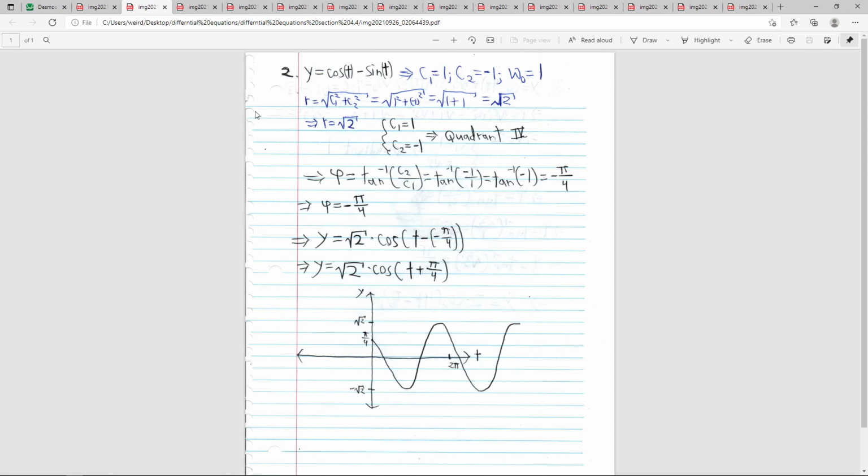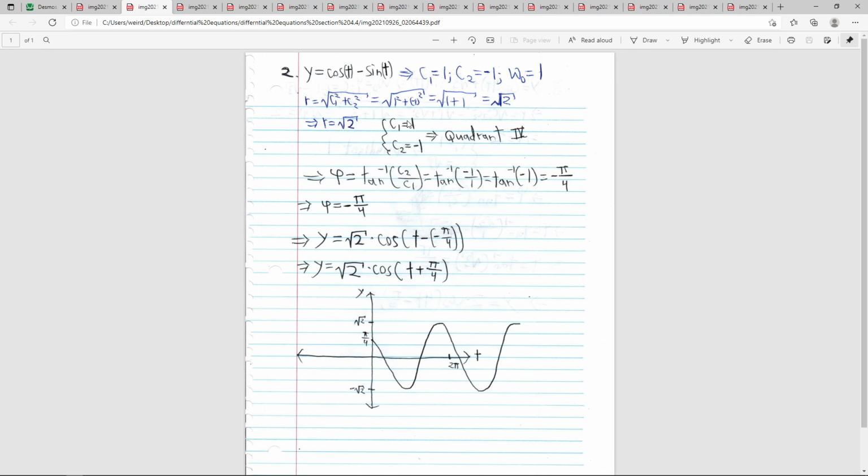So y equals cosine of t minus sine t. This time we have c1 equals 1 and c2 equals negative 1. Omega naught equals 1, just 1 times t here. So again, r equals square root of c1 squared plus c2 squared. This ends up just square root of 2 again.